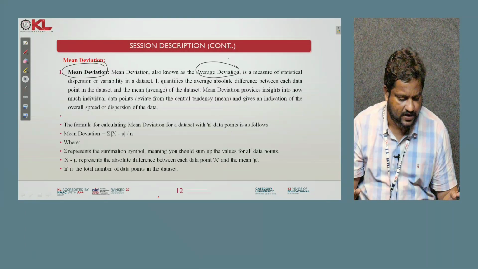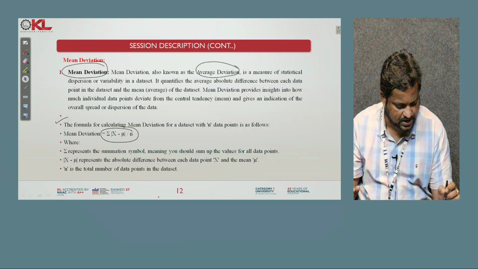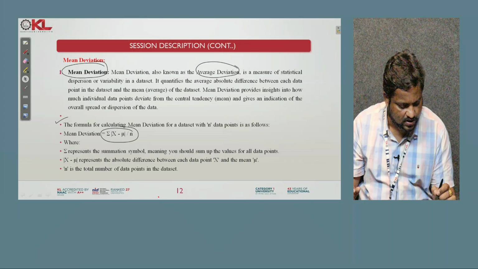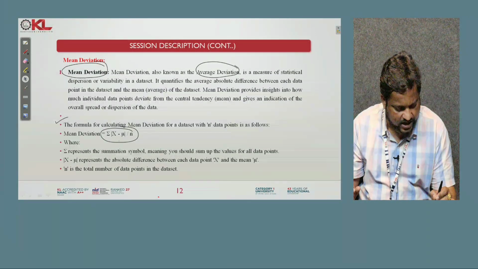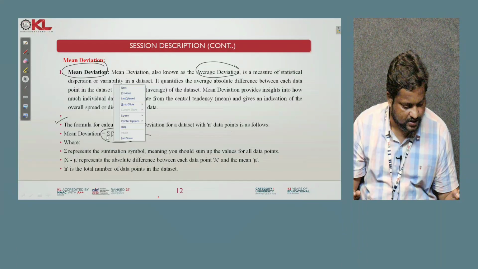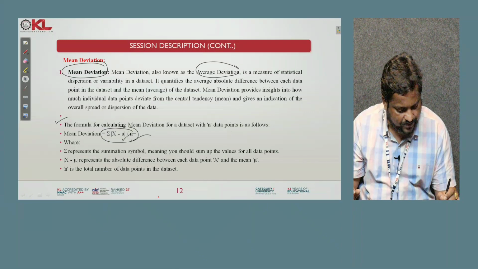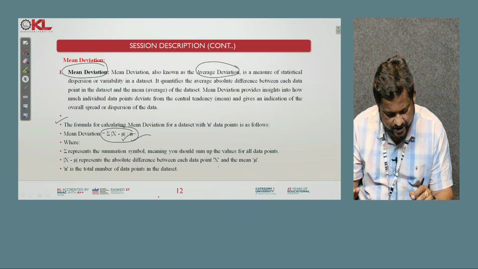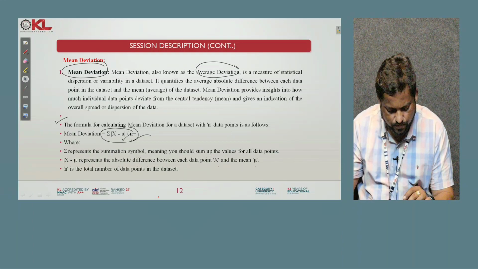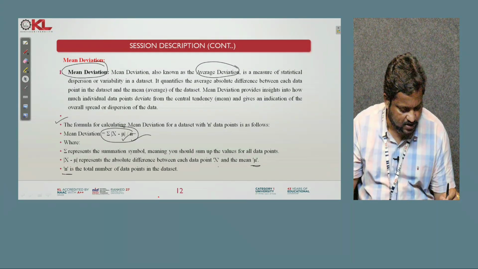What is the formula for calculating mean deviation? In order to calculate the mean deviation, this is the formula: summation of absolute x minus mu, divided by n. Here mu is the mean value, n is the number of samples, and x is the data item. The term x minus mu represents the absolute difference between data point x and the mean value mu. And n represents the number of samples.